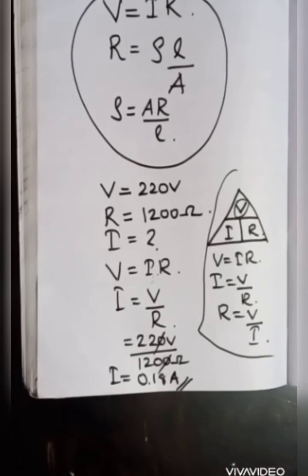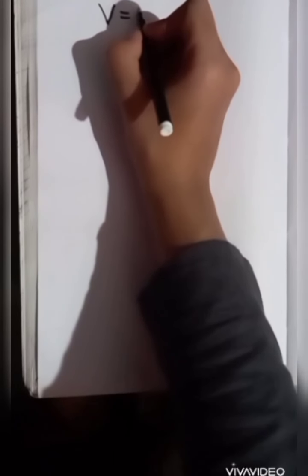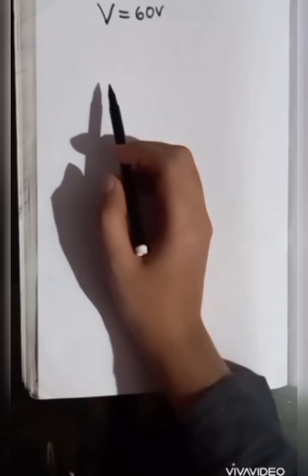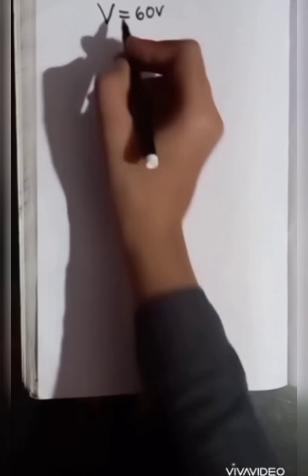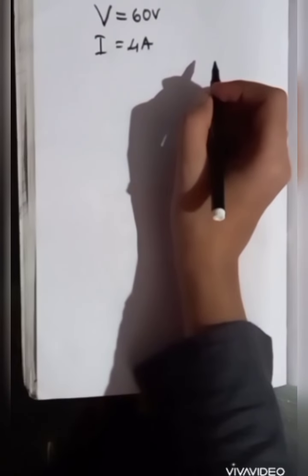The next question is, the potential difference between the terminals of an electric heater is 60 volt. That is, potential difference means V, V is equal to 60 volt, when it draws a current of 4 ampere. Here the current I is equal to 4 ampere from the source.